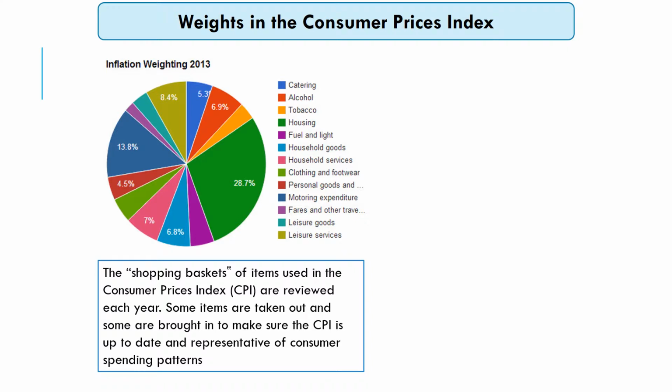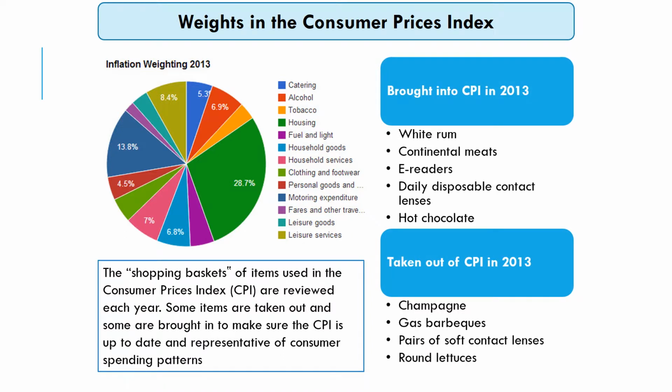And we call this the shopping basket, the basket of goods, looking at the average things that an average household will buy. And this basket of goods is reviewed each year. Some items are taken out and some items are brought in to make sure the CPI is reflective of people's current spending patterns. So for example, in 2013, these items were brought into the index. They started to monitor the prices of white rum, e-readers, hot chocolate, because these were becoming more popular. And they took some things out to make space. Champagne was becoming less popular, soft contact lenses, and rather randomly, round lettuces.